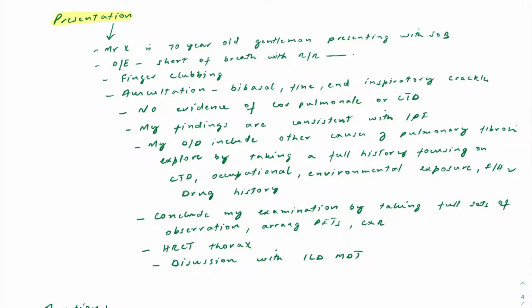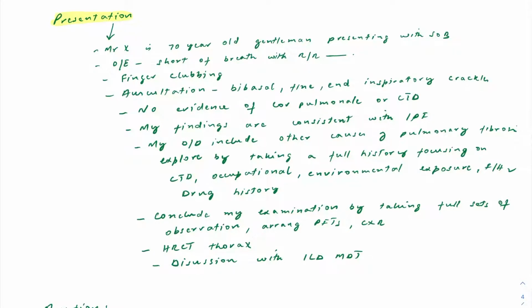Then we start with the general examination. So the patient has finger clubbing. And if there's any other positive finding on the general examination, just mention it. And then you move on to chest examination. On auscultation, the patient has bibasal fine end-inspiratory crackles. Okay. So after the chest examination, you will move on to talk about the important negative findings.